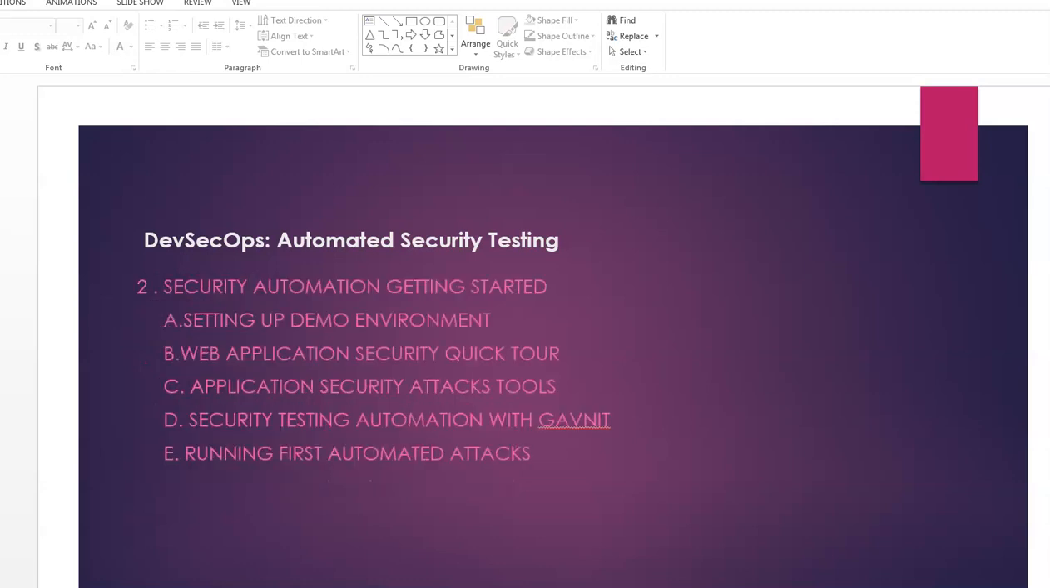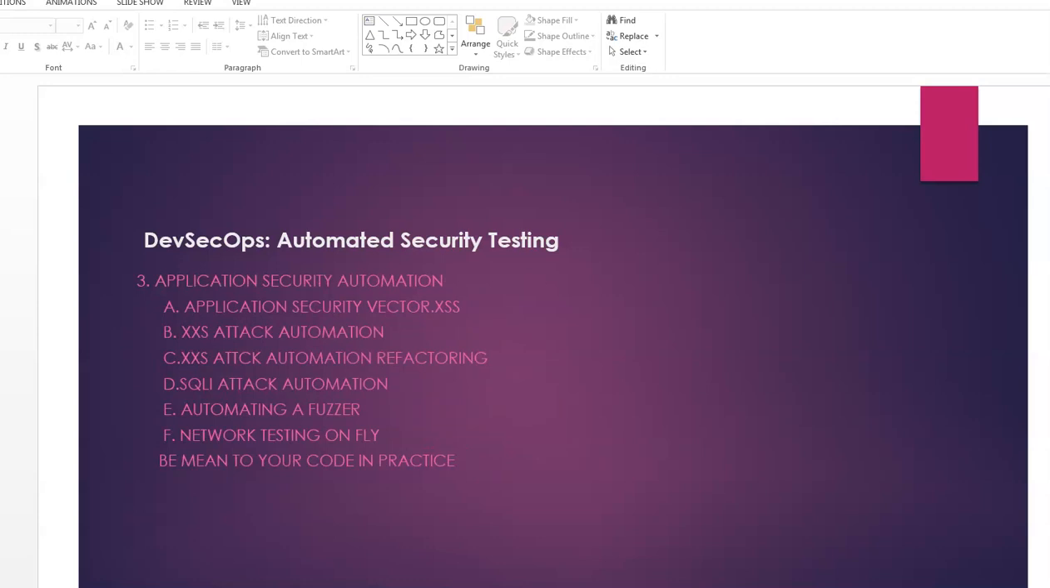Okay, these are the topics we'll discuss in the first unit of DevSecOps. When we talk about the second unit, DevSecOps automated security testing, we'll discuss security automation and how exactly it will get started. We'll look at a basic demo environment and the web application, how the complete lab is set up, how the attacks happen in an application, and what tools we'll use. We'll do some examples with respect to the GAVNet. We'll try the basic automated attacks, how exactly the attack will happen and how we resolve the different types of attacks. We'll discuss that in detail.